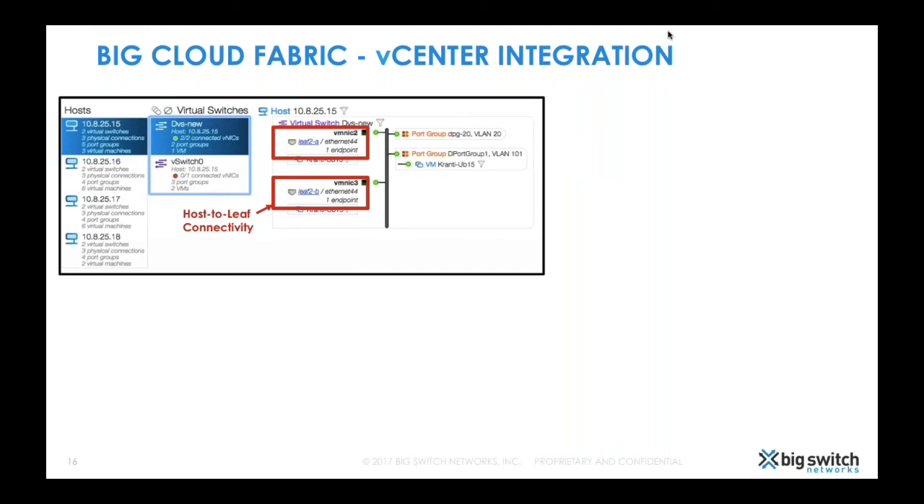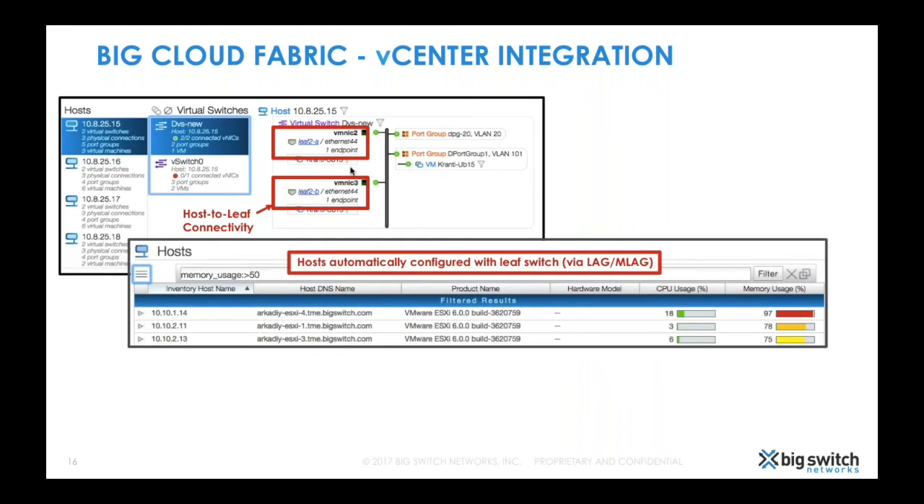Let's say a vSAN node is added, or any ESX node is added to the fabric. When the node is added, it is automatically shown in the Big Cloud Fabric controller, and specifically how the connection takes place between the server NICs and the leaf switches, and the exact port numbers to which the connectivity has been enabled. No administrative intervention is required. This is all done automatically and shown immediately in the Big Cloud Fabric.